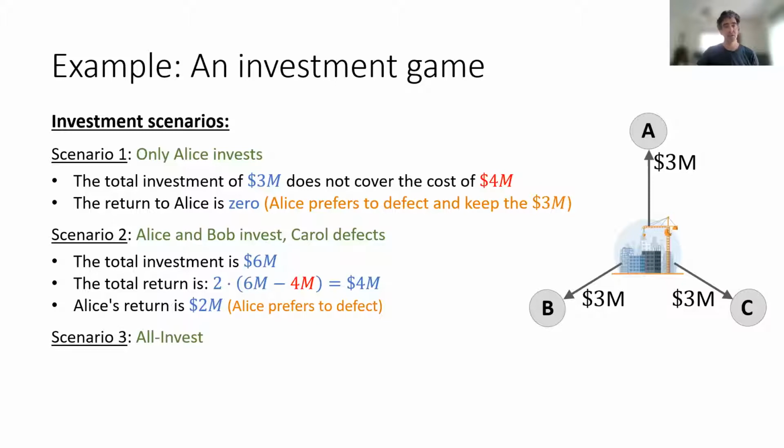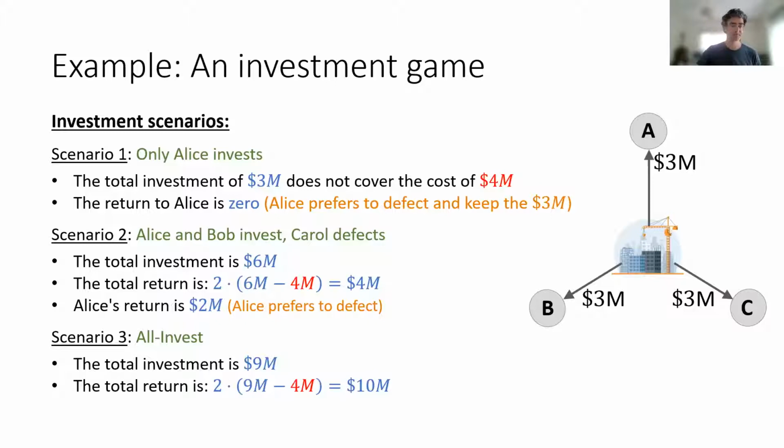In the third scenario, everyone invests, and here the total investment is $9 million, and I'm going to claim that this is going to be an efficient outcome. The total return is $9 million minus the cost, times 2, which gives $10 million. And here Alice has profits, so she prefers to cooperate.